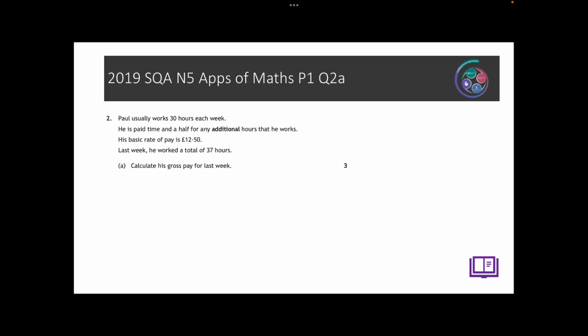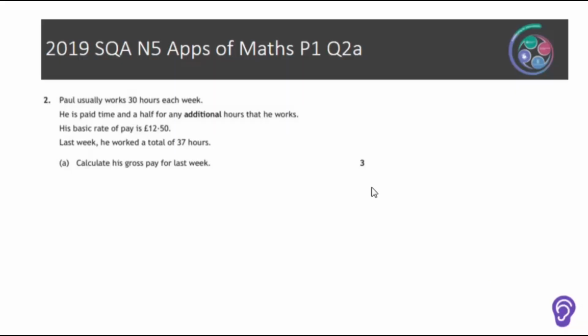So I've read my question over. The next thing I'm going to do is reread it, highlighting those important pieces of information. It's not a very big question, but there is a lot of information contained in it. So Paul usually works 30 hours each week. He is paid time and a half for any additional hours, and that's in bold there, so that's important. His basic rate of pay is £12.50, and last week he worked a total of 37 hours. So quite a few things given to me there.